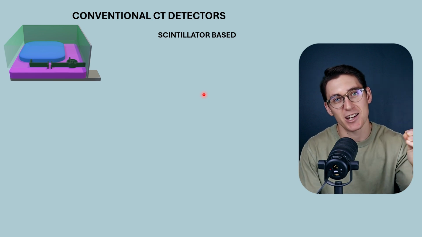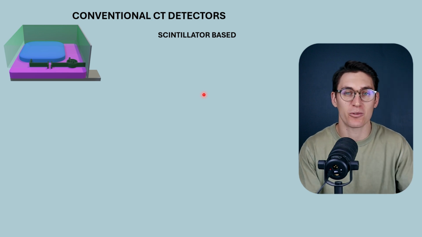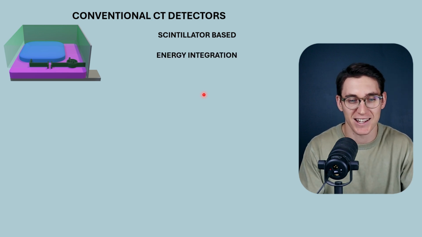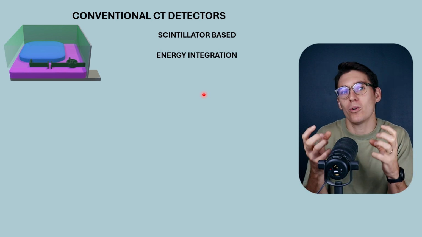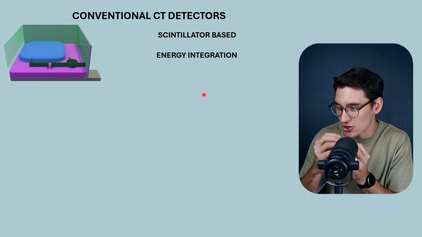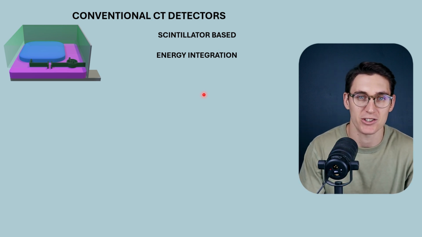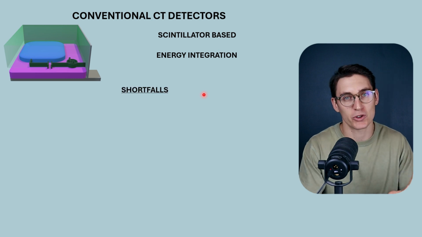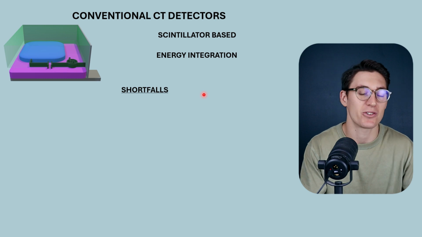The scintillator layer produces light before we create an electrical impulse. That's going to differ from photon counting CT detectors. And secondly, there's energy integration. We're adding up all of the energy and then using that total amount to create our image. We're not looking at individual X-ray energies. Now this leads to a number of shortfalls that photon counting CT detectors are going to try and address.